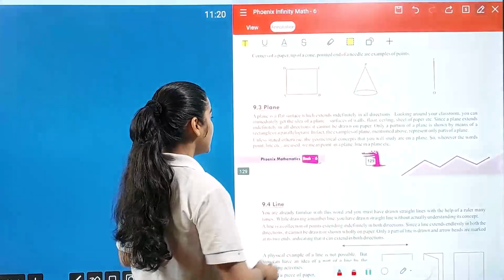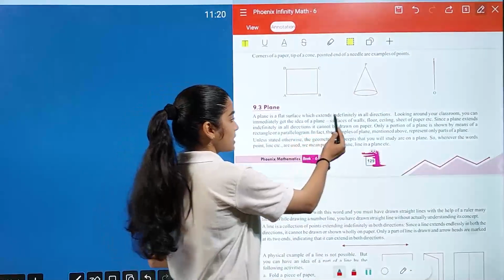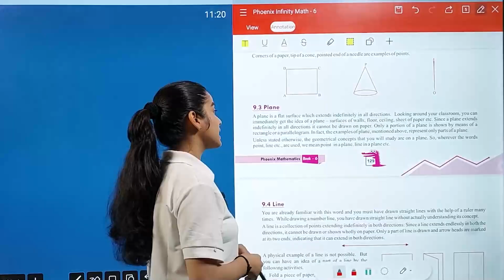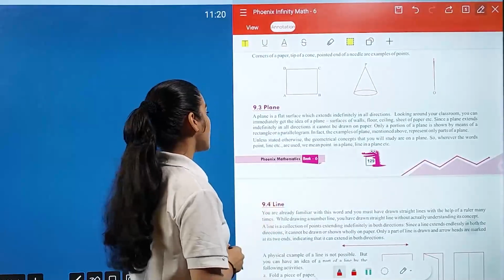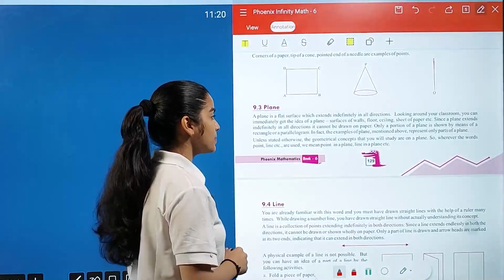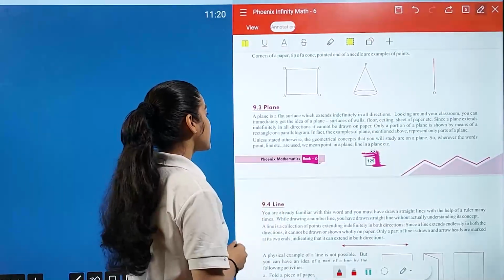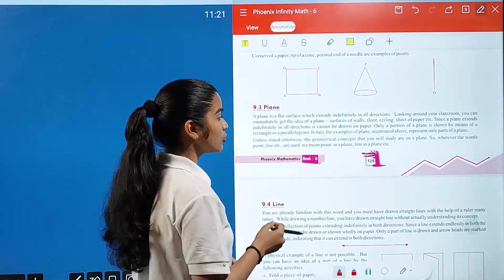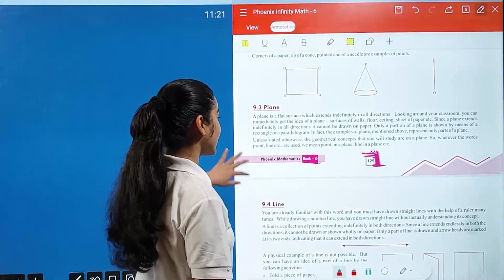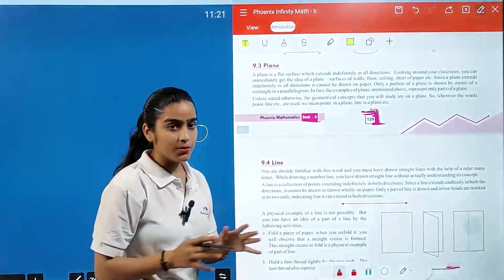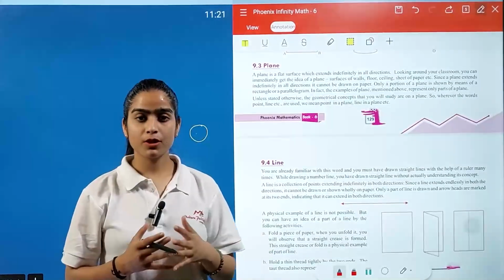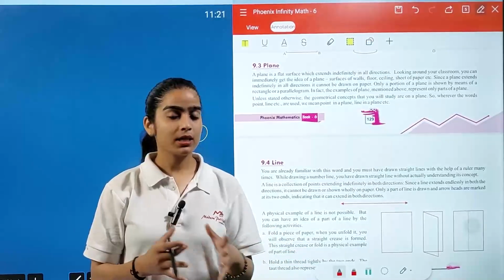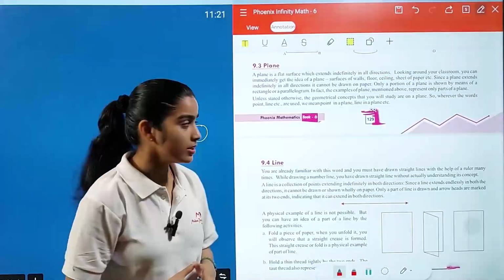Now we have plane. A plane is a flat surface which extends indefinitely in all directions. Looking around your classroom, you can immediately get the idea of a plane: surface of walls, floors, ceiling, sheets of paper, etc. Since a plane extends indefinitely in all directions, it cannot be drawn on paper. Only a portion of a plane is shown by means of a rectangle or parallelogram. The shapes you have in your classroom, the figures you make on your papers like rectangle, square, are examples of the plane.